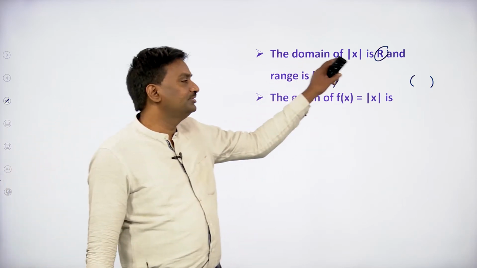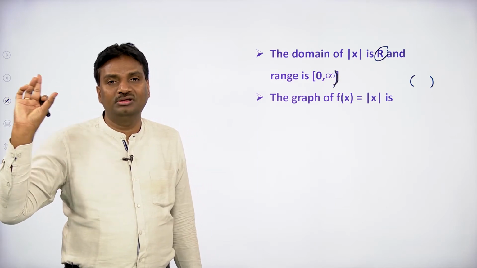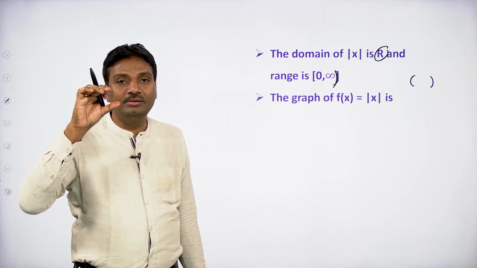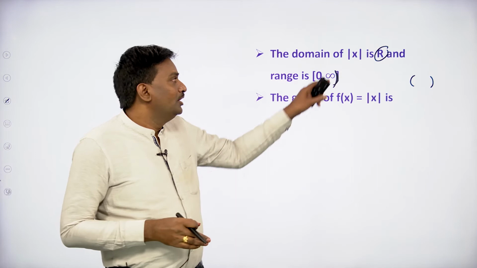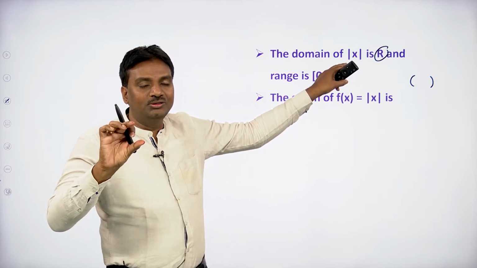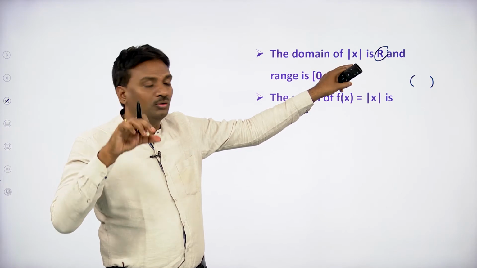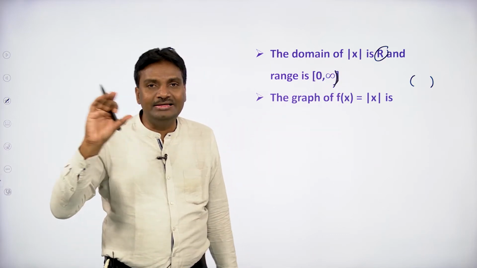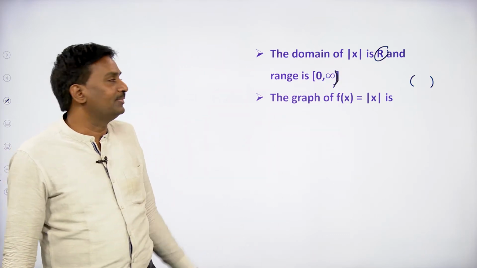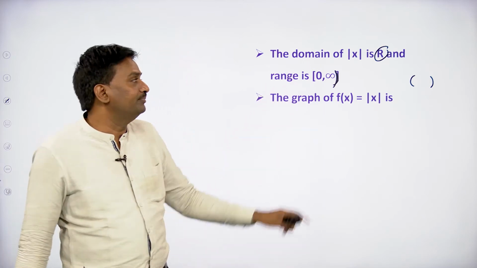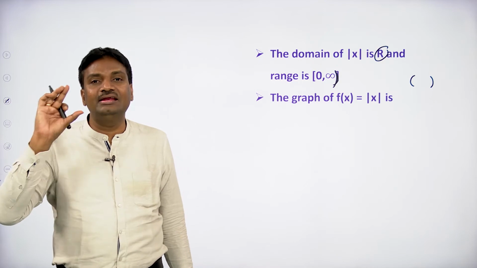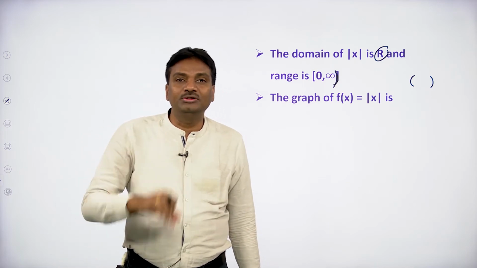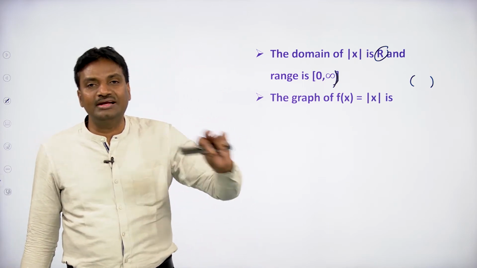So the domain of mod x is capital R. Domain means the values of x. Range means the set of all images of elements of the domain. In place of x you may take either a negative real number, a positive real number, or 0. What we get, modulus x, is positive only. So that's why, in place of x you may take any real number, meaning the domain of mod x is capital R and the range is [0, infinity). By taking either a negative or positive real number, modulus x is always greater than or equal to 0.